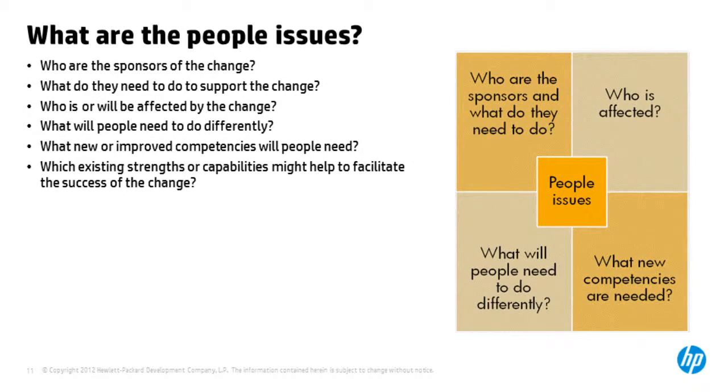What are the people issues? The answers to these questions should indicate the people issues, including the individuals who will be directly affected by the change, as well as the sponsors and stakeholders. So ask yourself, who is sponsoring or driving the change? Who will be affected by the change? What will people need to do differently? What new or improved skills or competencies will people need? Which existing strengths or capabilities could help facilitate the success of the change effort?